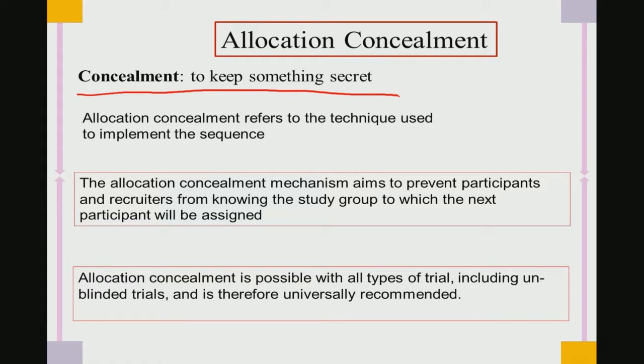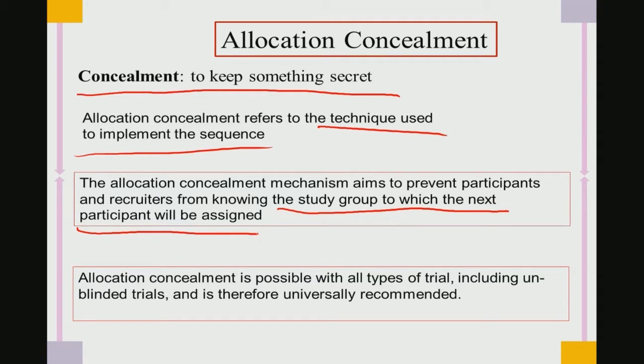That means patients will know only that they are getting one potentially clinically acceptable femoral head. So allocation concealment refers to the technique used to implement the sequence, and the allocation concealment mechanism aims to prevent participants or recruiters from knowing the group to which the next participant will be assigned.